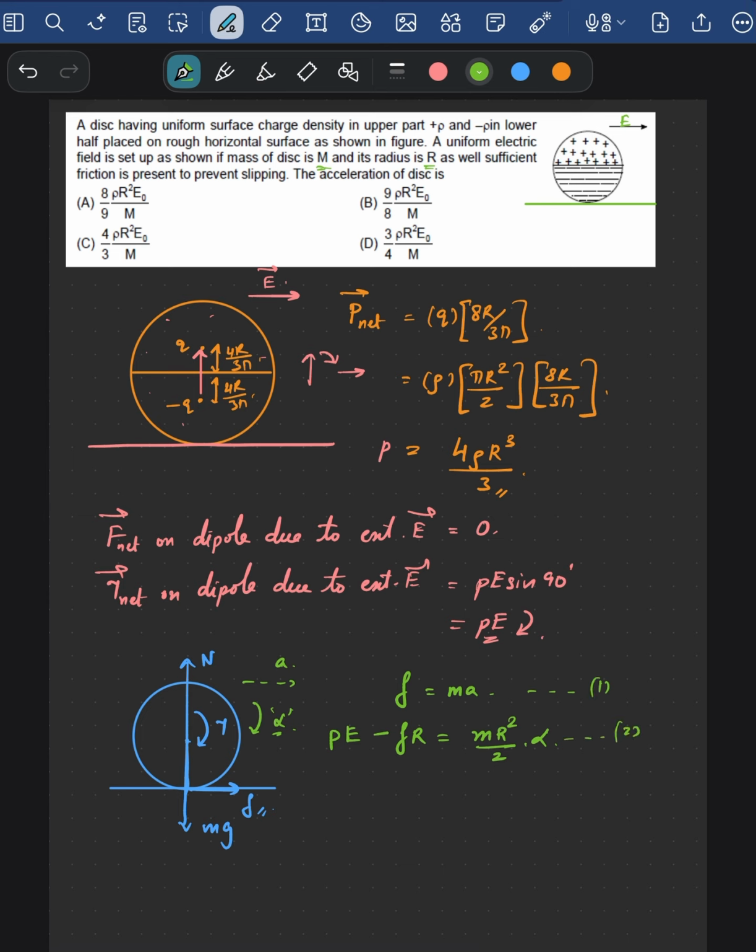The third equation is, because there's no slipping, a has to be equal to R alpha. The acceleration of this point has to be equal to 0, so a has to cancel out with R alpha over here. Now we'll just have to solve these three equations: F = ma, PE minus Fr = mr squared by 2 into alpha, and a = R alpha.